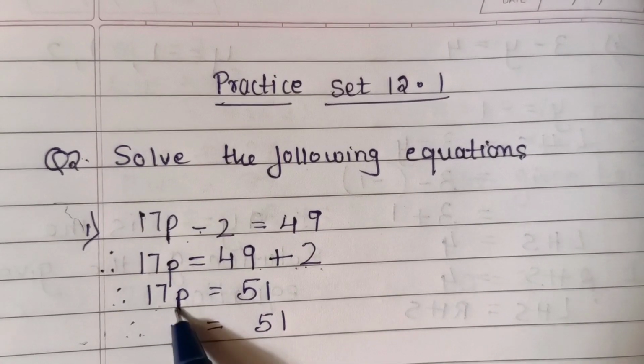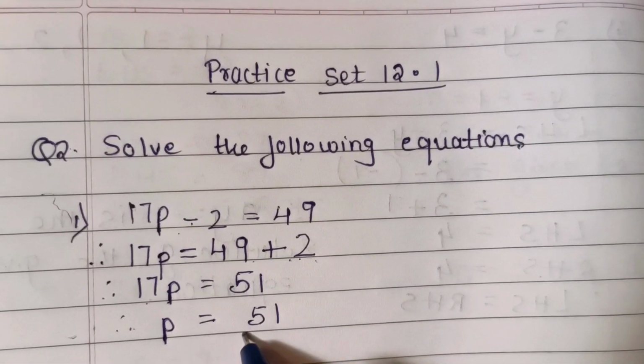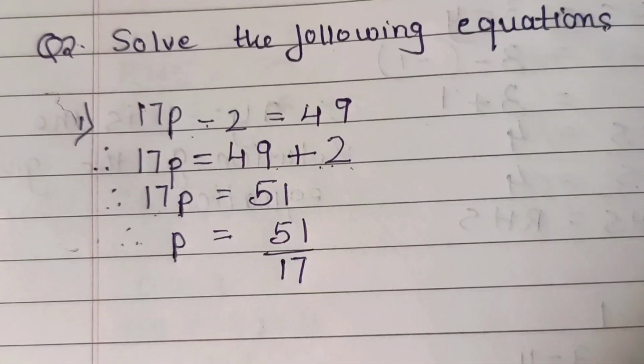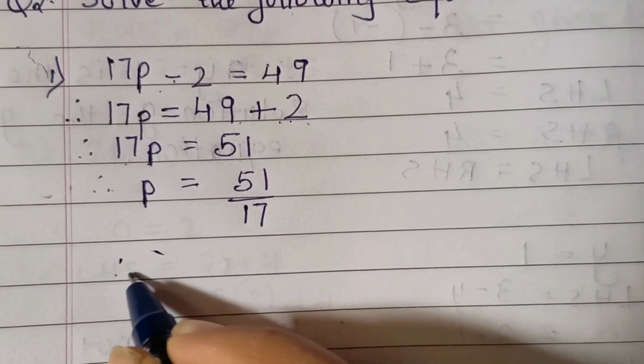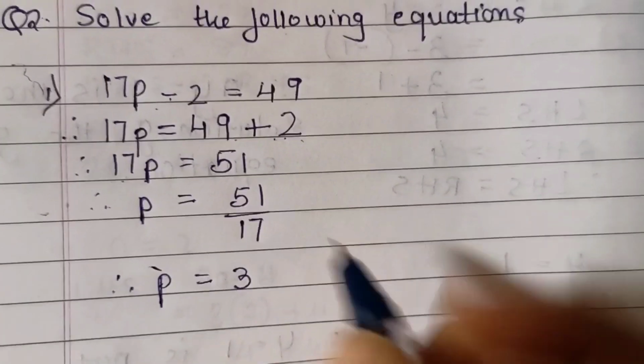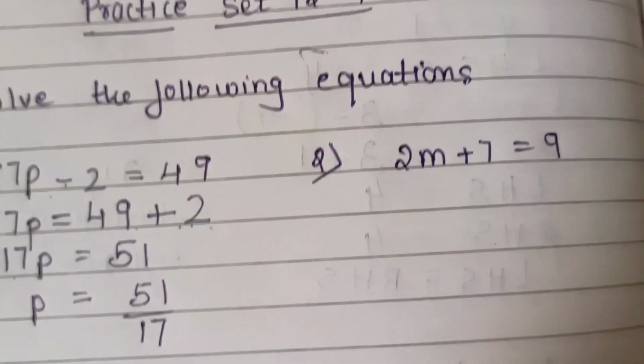Now here 17 is multiplied, so when it is transposed to this side, it will be divided. So 51 divided by 17. Therefore, the value of p is equal to, 17 threes will give us 51. So therefore p is equal to 3. Second question.